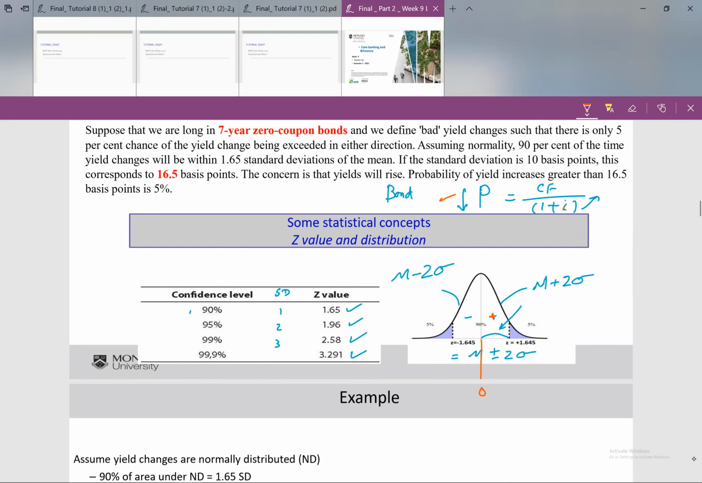So if we are talking about 90% confidence, it equals a Z value of 1.65. So in this case, I need to know the standard deviation. Look at this example. We have a 7-year coupon bond, and we define a bad yield change as one where there is a 5% chance of the yield change being exceeded in either direction. And we are concerned about this direction, of course.